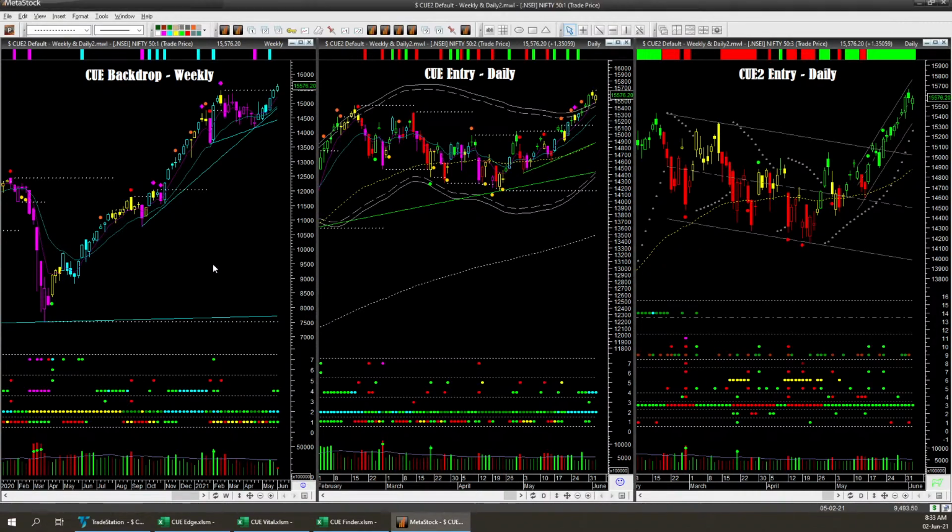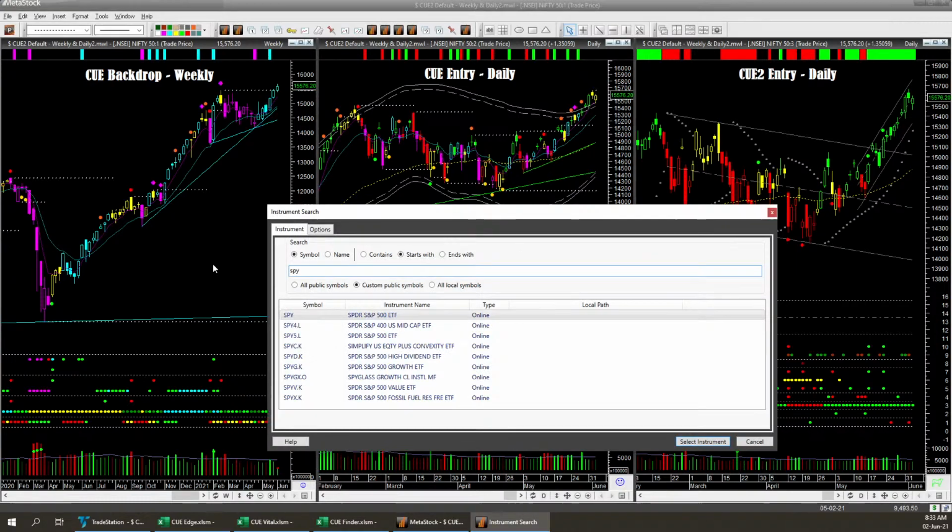So global markets are bullish. Let's look at the USA market now, starting with S&P 500 ETF SPY.